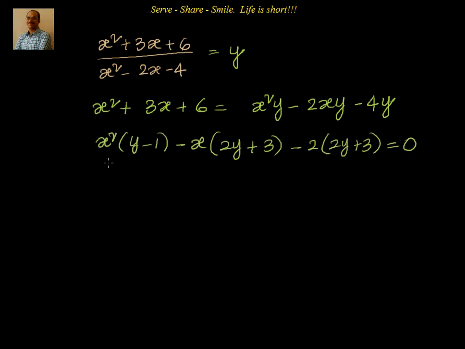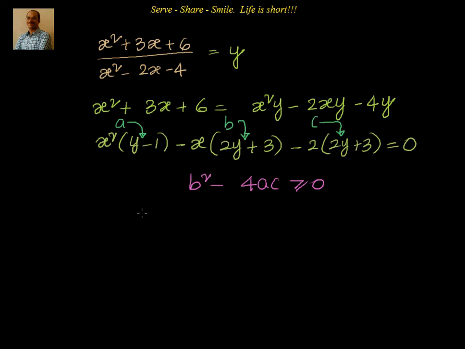Now we know that the domain takes all the real values. So to have real values, this discriminant should be greater than or equal to 0. So b² − 4ac should be greater than or equal to 0. What is our a value here? a is equal to y − 1, b is equal to 2y + 3, and c is equal to −2 into (2y + 3).